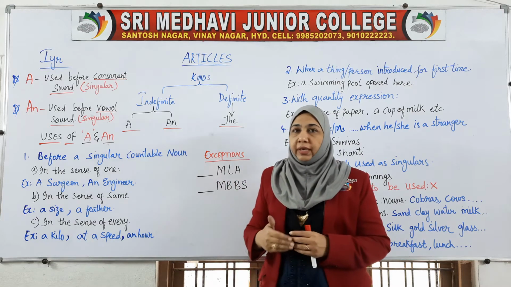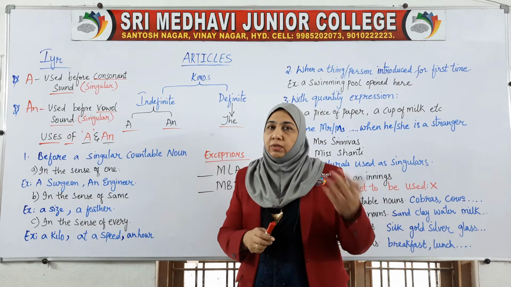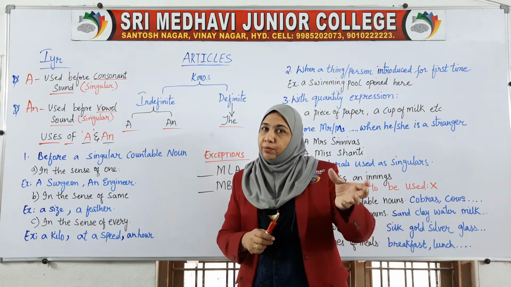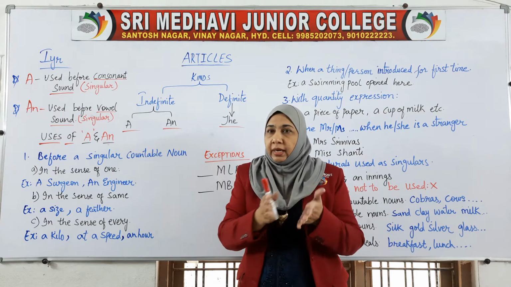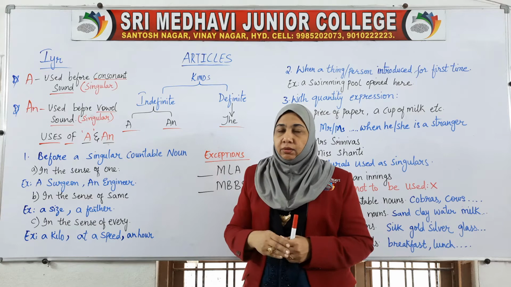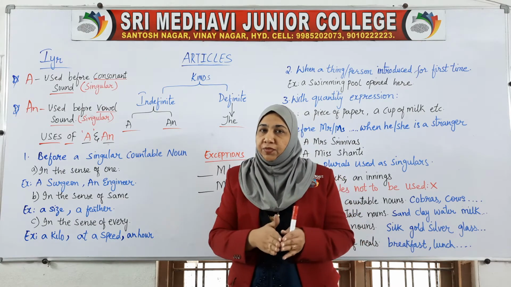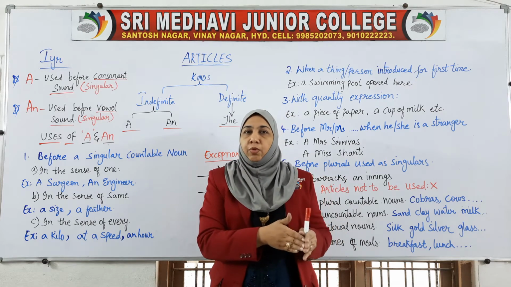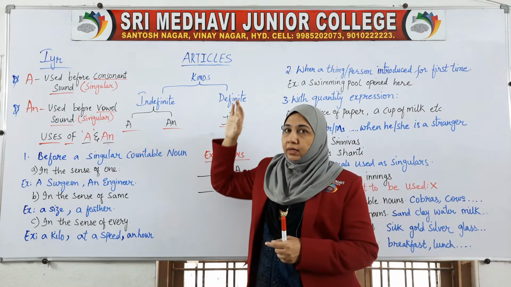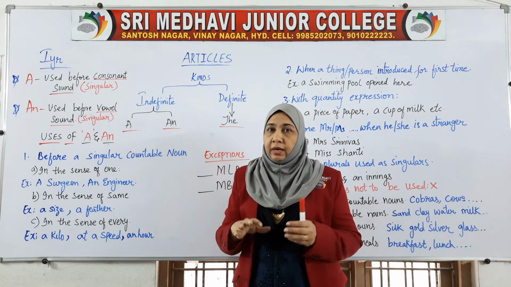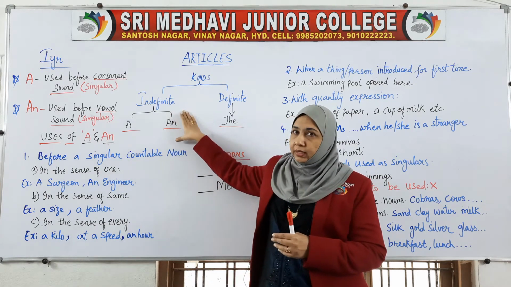What is the meaning of indefinite? Indefinite means you are not sure about a certain thing. You don't have a proper name for that thing. Like when you say that a cow is grazing, you don't know which cow. You are not mentioning specifically what type. You are not sure about that. You are not definite about that. So when we are not definite, when we are talking about some random things, then we use the indefinite article.